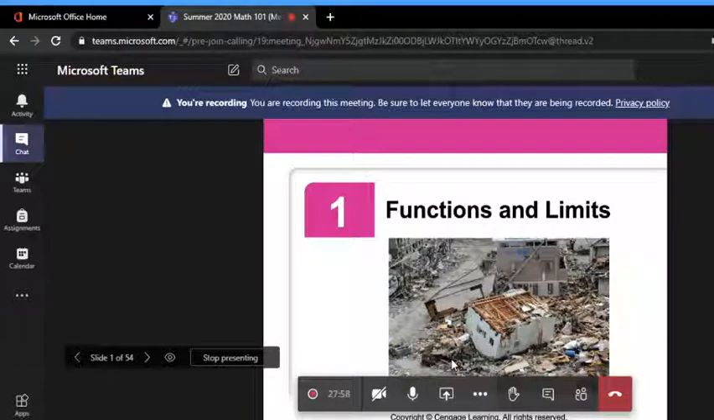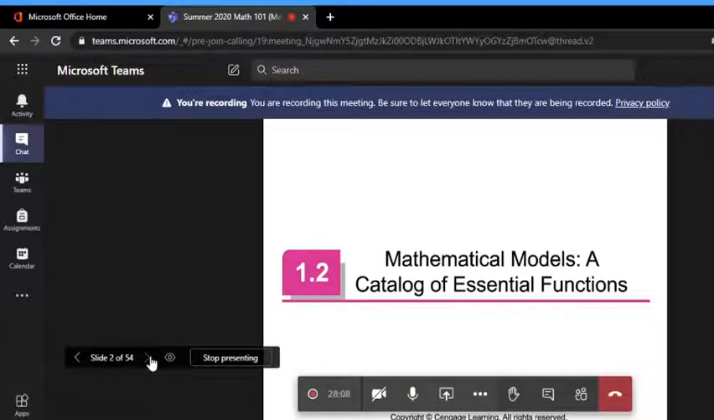This is chapter 1, section 2. Now we are going to be talking more about functions and limits. Alright, so let's see what we have here.